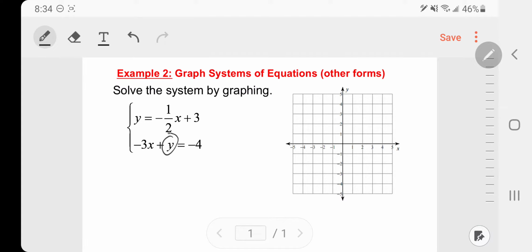Right, so for slope-intercept form, you know we need to get y by itself, so I want to go ahead and move everything that's not y to the other side. Okay, so I'm going to add 3x, inverse operation, and I'm going to move that over to the other side. So our new equation would be y equals 3x minus 4. Okay, so now these are the two equations we'll be graphing.